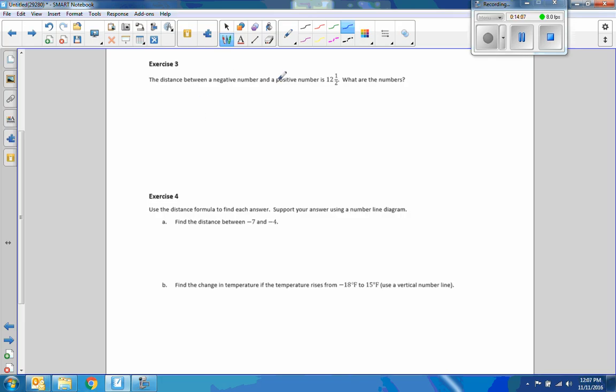Okay, so here we go. The distance between a negative number and a positive number is 12 and a half. What are the numbers? Okay, there are multiple different answers that you can come up with for this. Here's one example. If I started with the number negative 9.5, and it says the distance between a negative number and a positive number is 12 and 1/2, what's the number? So a number line might be useful here. So if I draw a number line, and here's negative 10, 9, 8, 7, 6, so on.